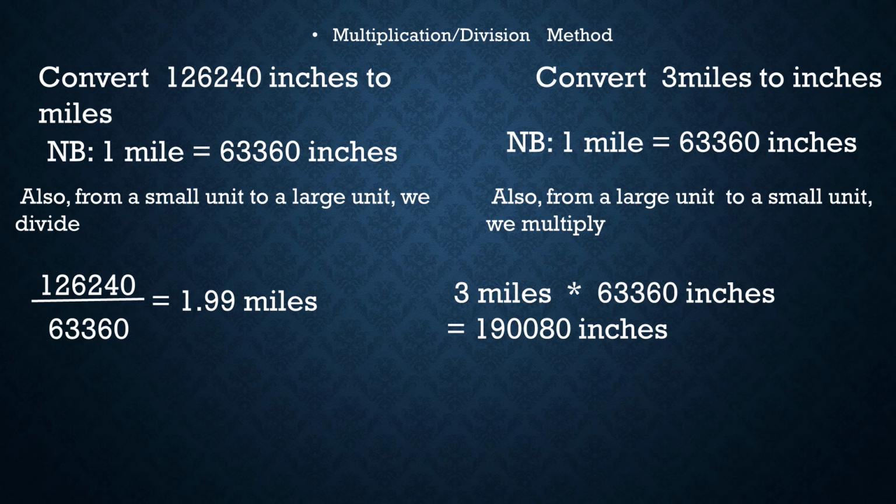So once again, we take the measurement to be converted first. It is always the first figure to be written down. It is the reason why it is the numerator when we are dividing. So we write it first, that is 3 miles, and then we multiply it by 63,360 inches, which is the largest figure in the unit conversion rate stated earlier. This gives us 1,980 inches.